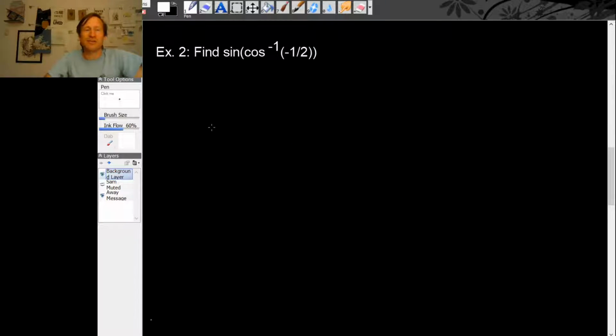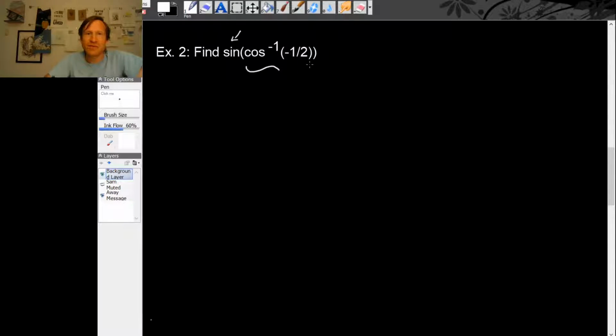All right, let's look at another example. Let's find sine of inverse cosine of minus a half. Now, if this trig function on the outside were cosine instead of sine, this would be a lot easier because we would have inverse functions composed, but it's not, it's sine. So what are we going to do?